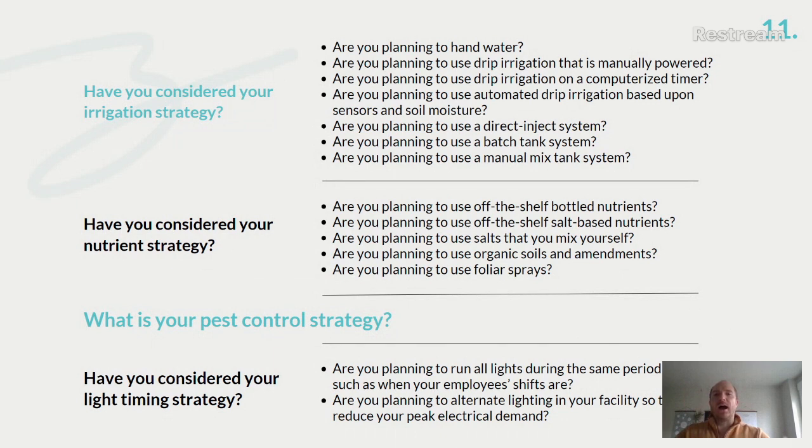Taking it further, how are you going to design your system, whether it be direct inject, a batch tank system, or manually mixing them?